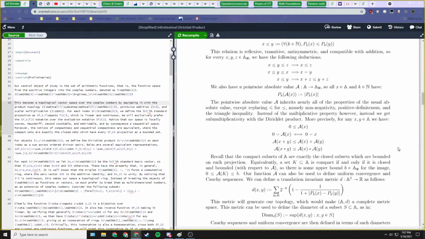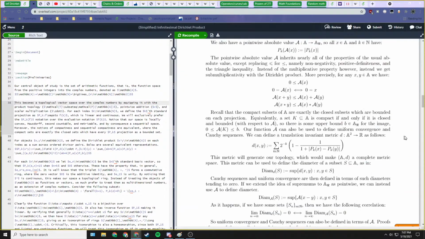And that may sound really familiar, because if we phrase it in terms of this a function, we actually have, equivalently, that a set is compact if and only if it's closed and bounded.